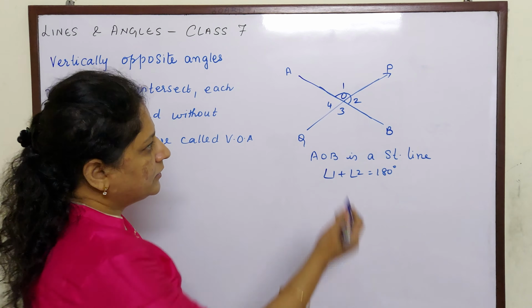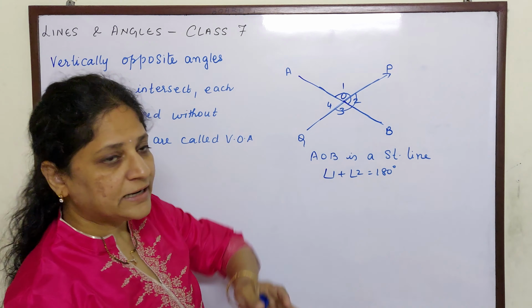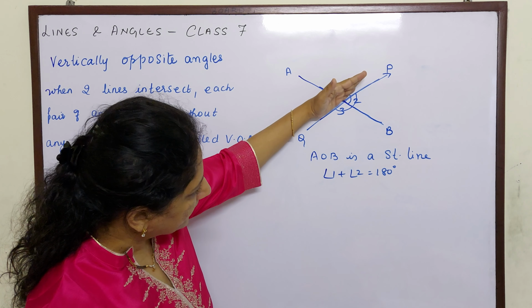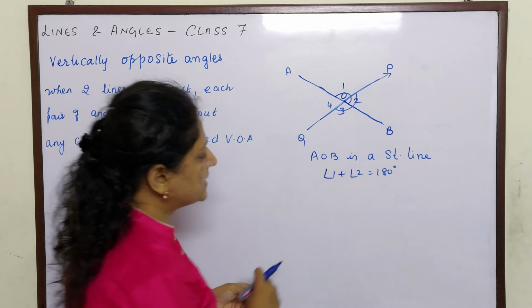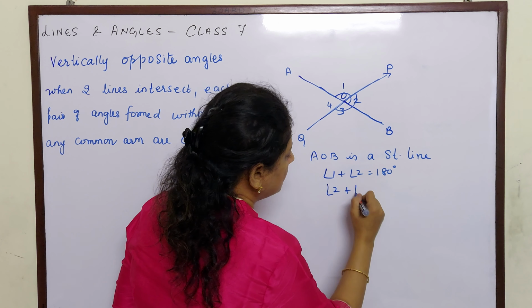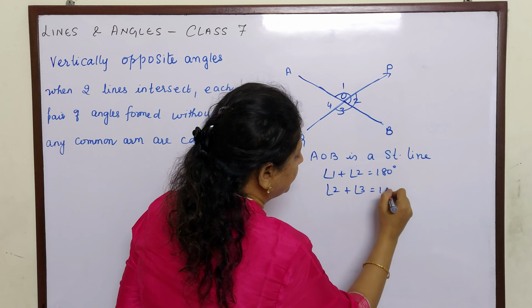Now if I take this as a straight line and suppose OB is standing on it, what do you think 2 plus 3 will be? Yes, 2 plus 3 also will be 180, because now this is a straight line and this is the ray standing. So angle 2 plus angle 3 also is 180, right?